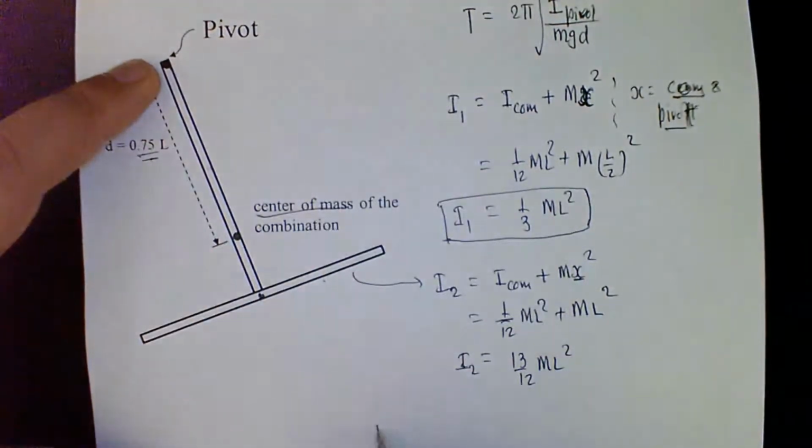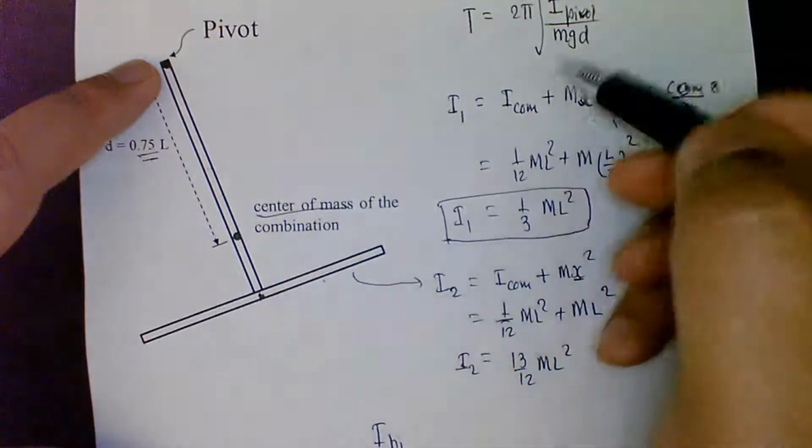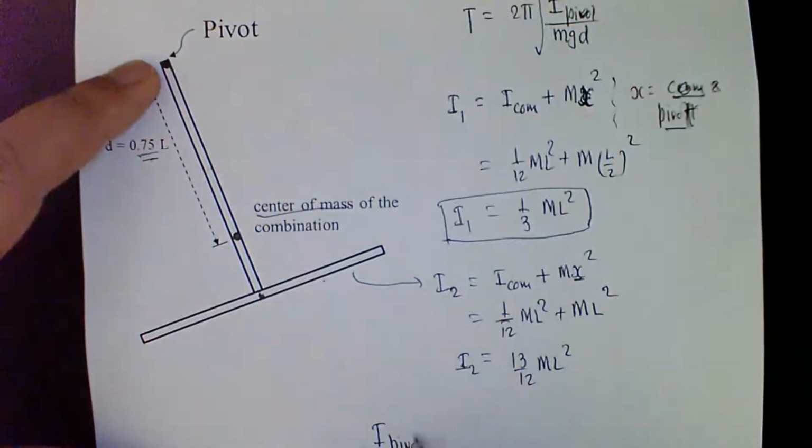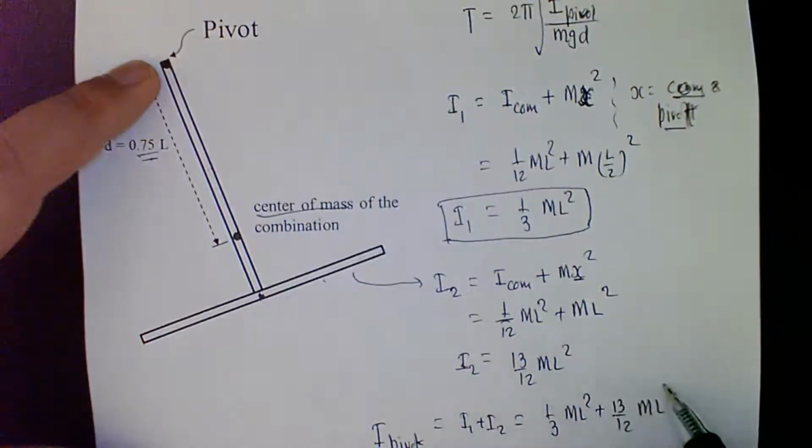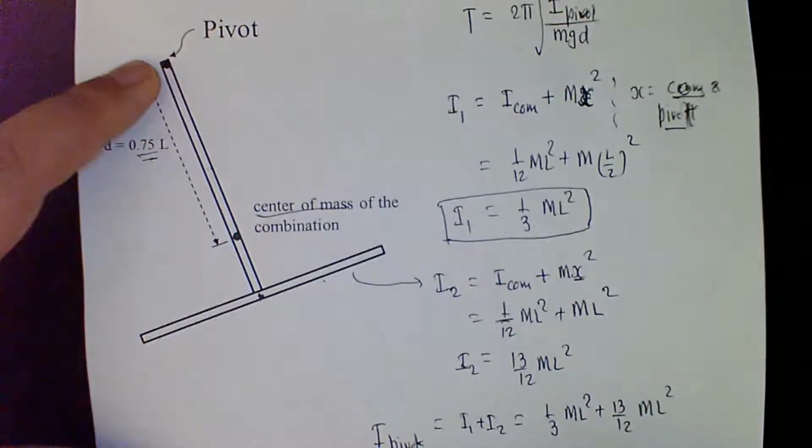So what's the total moment of inertia, before we put this in the formula? The total moment of inertia about the pivot point for both is I1 plus I2. You can just combine them: 1/3 m L square plus 13/12 m L square. So the I pivot here is going to be 17/12 m L square, and we're almost done.